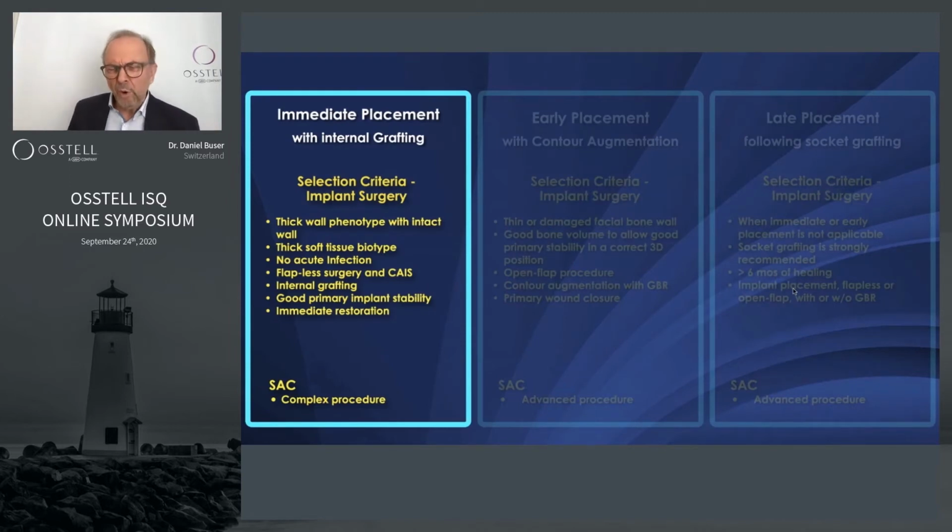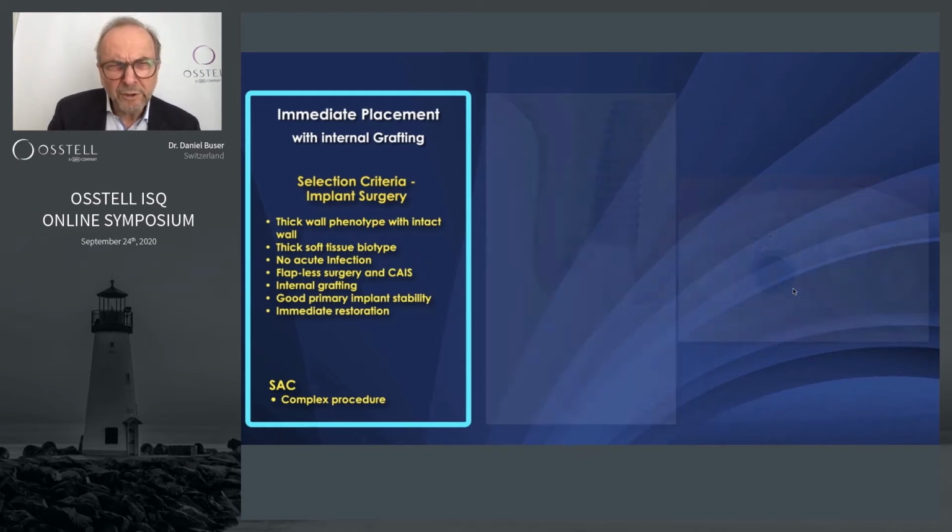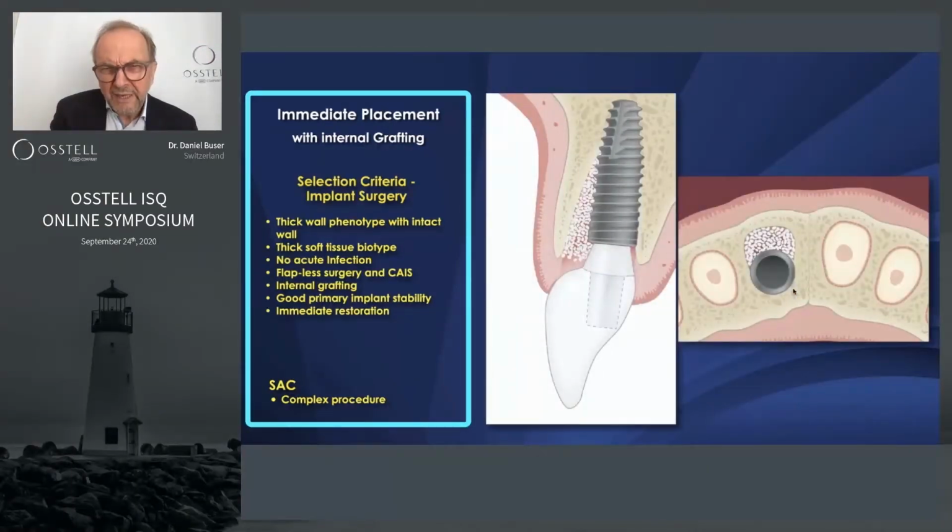We don't use it often. That's less than 10% in the aesthetic zone, about 5-6%. We use it only in thick wall phenotypes. So that means the buccal wall is fully intact and it's more than 1 millimeter in thickness. No acute infection should be present. And you see here a thick facial wall, implant placement following extraction, and an internal grafting.